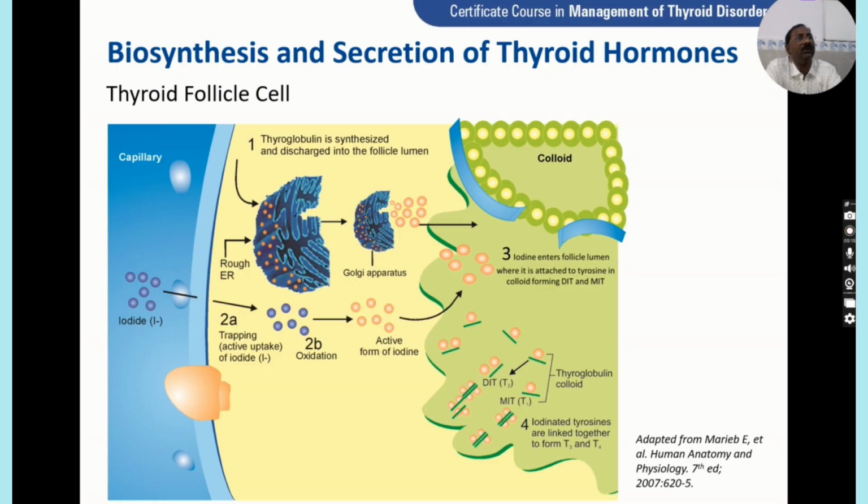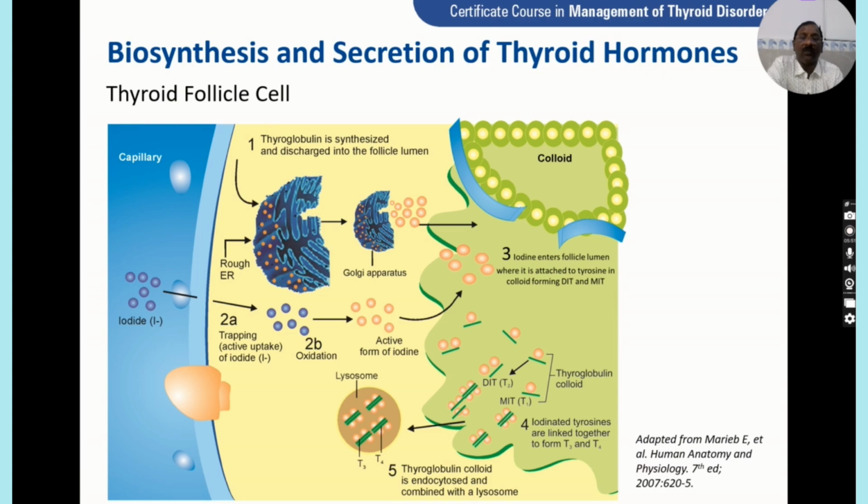See, one MIT and one DIT will form the T3, and the combination of two DITs will give the T4. So that is how you will have this. To form a good hormone, either T3 or T4, you need tyrosine and you need iodine. These iodine and tyrosine will form the MIT or the DIT, and two DITs will give T4, and one DIT plus one MIT will give the T3 levels. So D means di, M means mono.